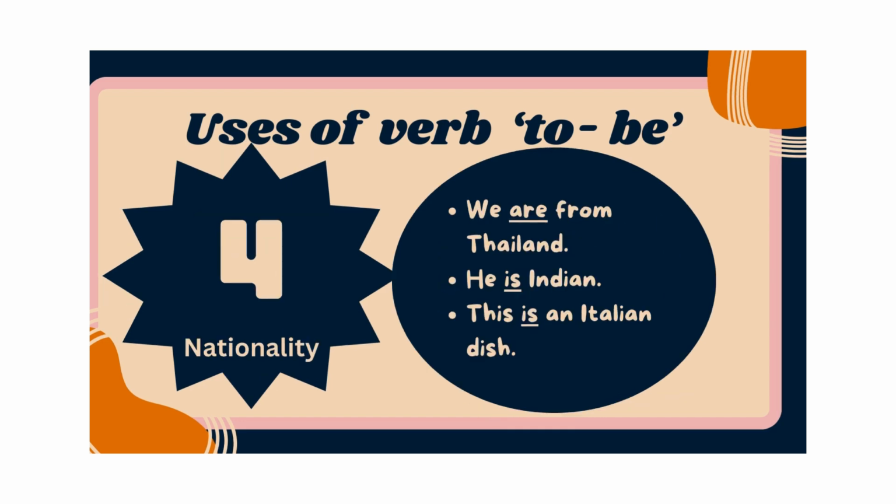Also, when you talk about where you are from, you will use the verb to be before your nationality in its adjective form, or using the word from followed by the name of the place. Look at these examples. We are from Thailand. He is Indian. This is an Italian dish.